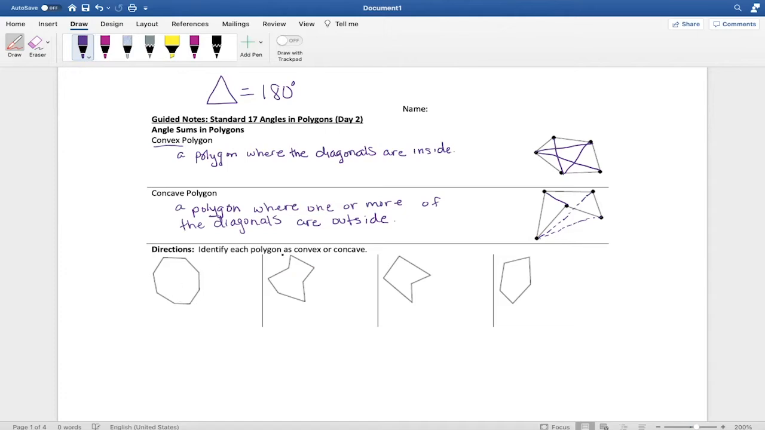We're going to identify each polygon as convex or concave. So this one, if I were to draw all the diagonals, they would fall inside. And so this is what we say, convex. This one here, if I try to draw a diagonal, it's going to go outside the polygon. Same thing here. So this would be concave. Again here, it goes in. If I try to draw a diagonal, it would be on the outside, concave. And then this last one, convex.